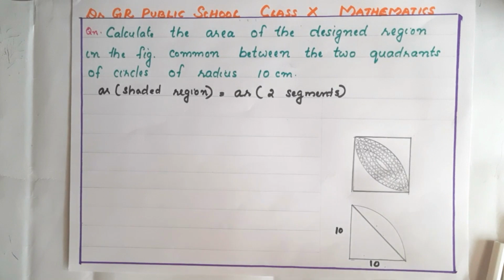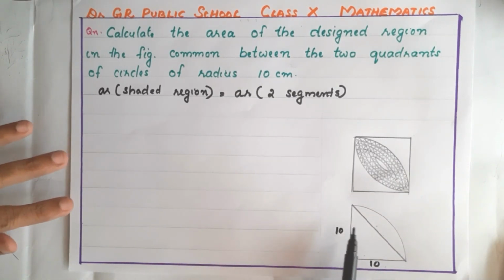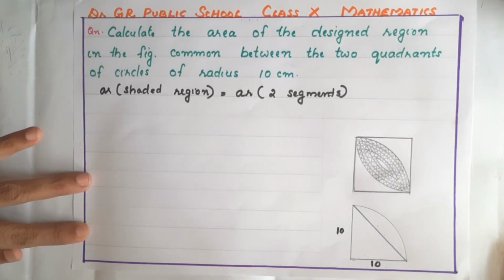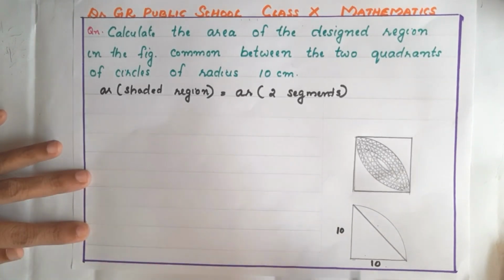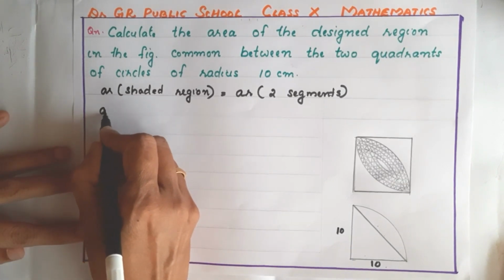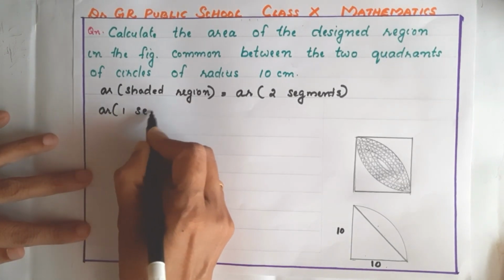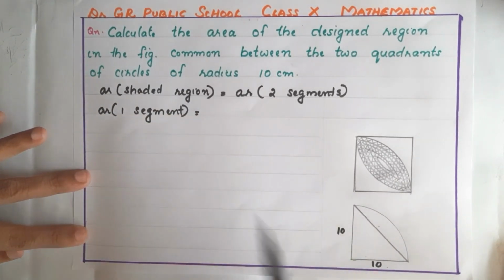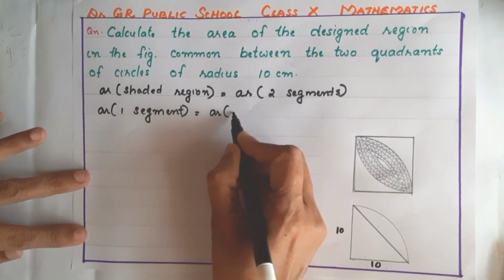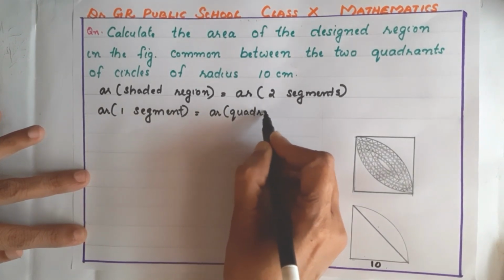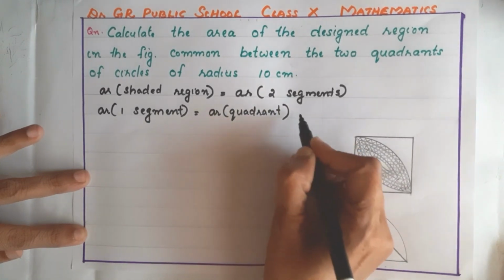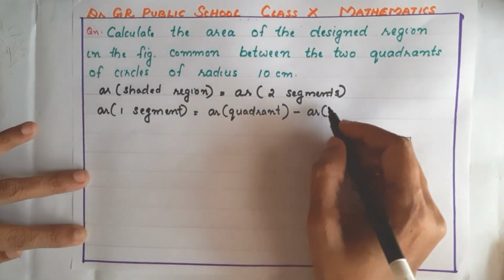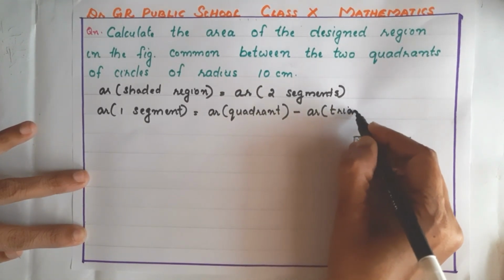How will you get the area of one segment? Area of quadrant minus area of this triangle. So now we are going to find the area of one segment. So area of one segment is area of quadrant minus area of this triangle.